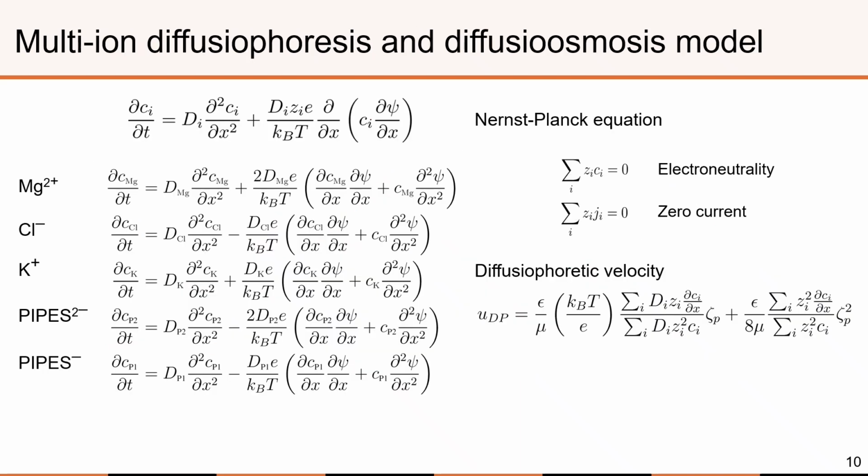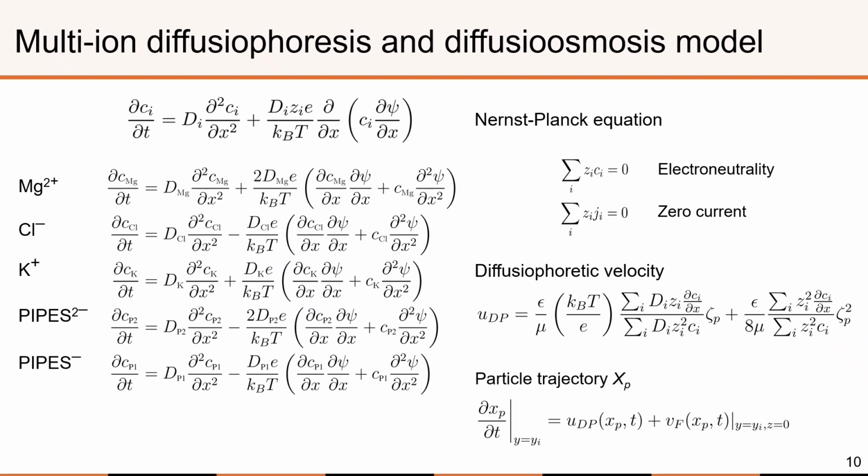To validate a diffusiophoretic mechanism for the microtubule behaviors along magnesium chloride gradients, we used a multi-ion diffusiophoresis and diffusioosmosis model. The model considers coupled transport of all electrolytes in the liquid phase and the diffusioosmotically induced liquid flow inside the pores.